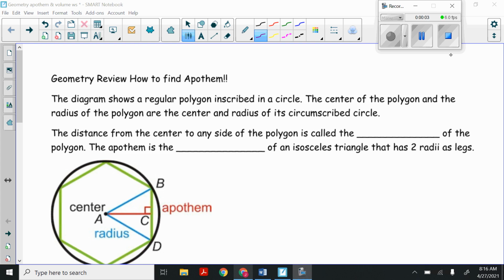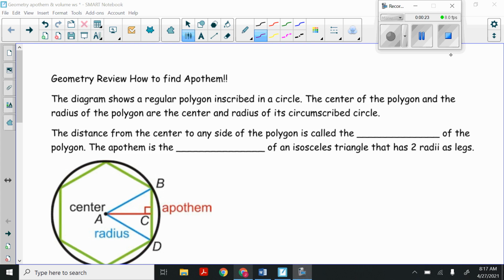Right, today in geometry, we're going to review the apothem, how to find the apothem, and then review some volume of prisms. So first, let's talk about the apothem again. The diagram shows a regular polygon inscribed in a circle. The center of the polygon and the radius of the polygon are the center and radius of its circumscribed circle.